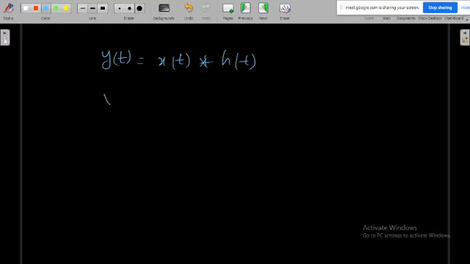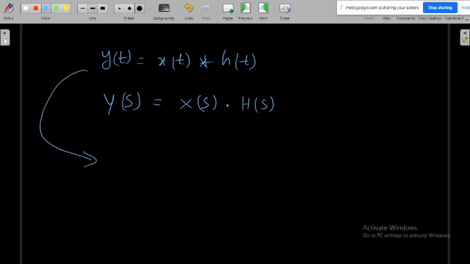Otherwise, we can write it in the frequency domain like this: y of s equals x of s times h of s. Instead of the convolution operator we just put a dot, which means simple multiplication. So whenever you are in the time domain you have to take the convolution operation. If you are in the frequency domain, you just multiply the frequency responses to get the output response.